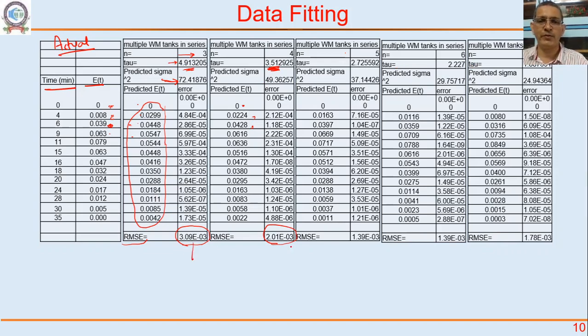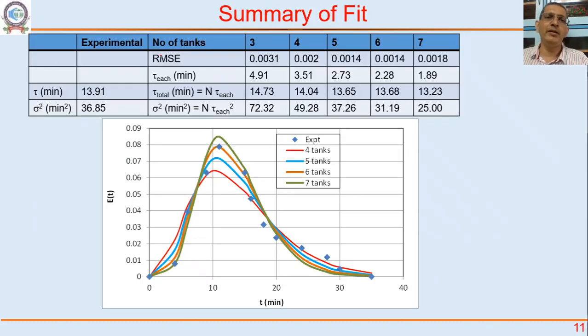This is 3.09 into 10 raised to minus 3, 2 into 10 raised to minus 3, 1.39 into 10 raised to minus 3, 1.39 into 10 raised to minus 3, 1.78 into 10 raised to minus 3. So these two models behave nicely, meaning they are fitting the actual RTD behavior. If you plot graphically, this is a summary: 3 tanks, 4 tanks, 5 tanks, 6 tanks, 7 tanks in series, with the root mean square error for each of them. You see, root mean square error is lowest for these cases. This is the fitted value for each case.